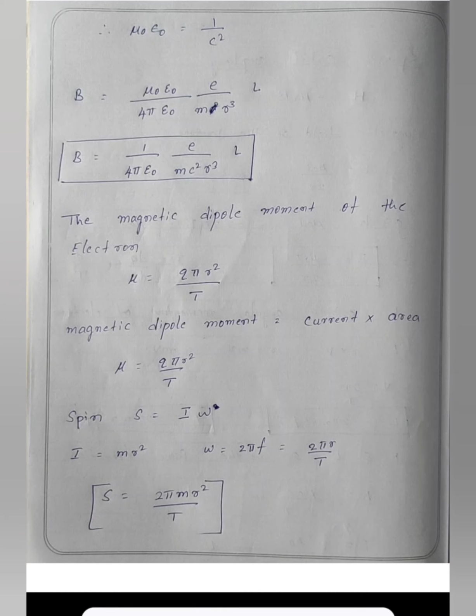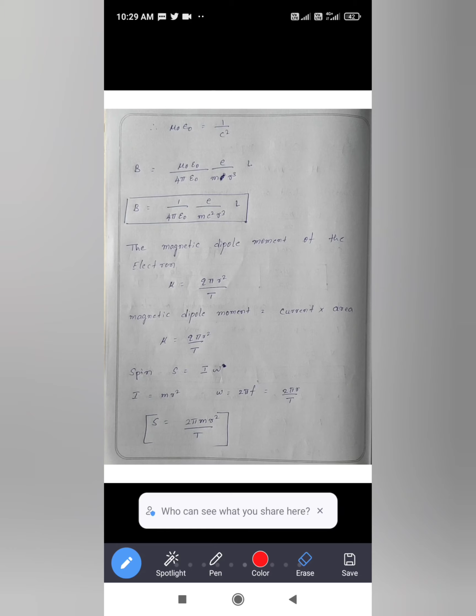So which is equal to 2 pi r divided by T. This is the angular frequency. 2 pi r is the circumference of the orbit, divided by T, the period. From classical mechanics, S is equal to I omega. I is the moment of inertia and omega is the angular velocity, which is equal to 2 pi r divided by T.